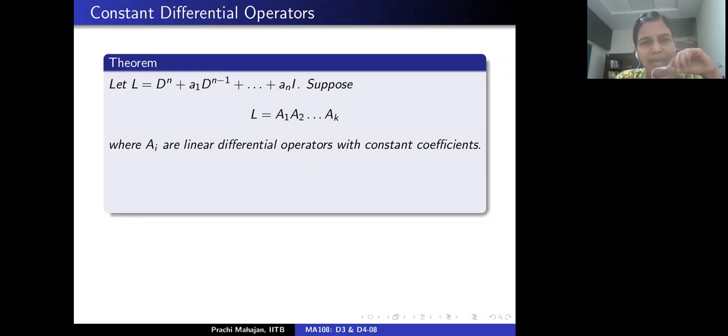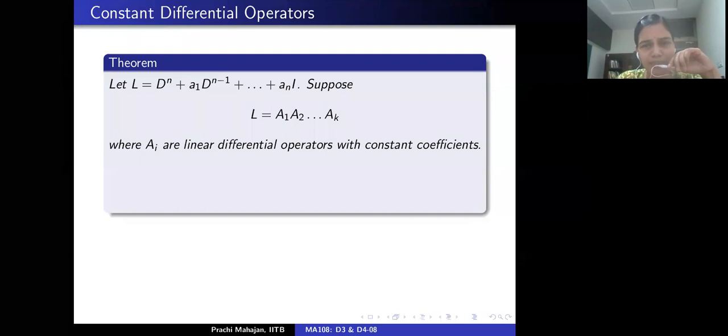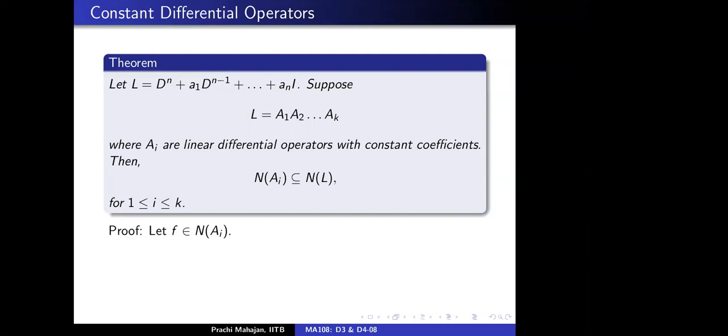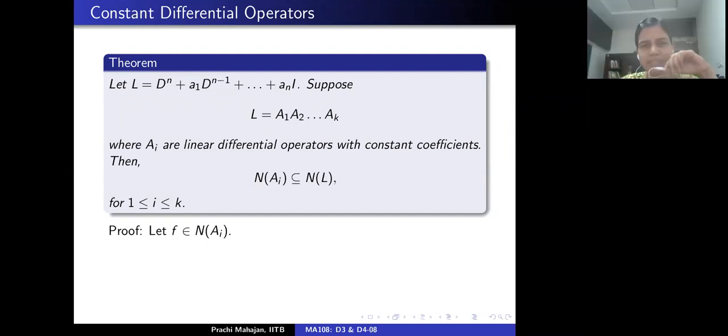Which means that I am looking at elements in the kernel of L, or the null space of L. Now, what this theorem is saying is that the null space of the operator A_i is actually contained in the null space of L. So anything that satisfies A_i y equal to 0 will also be a solution of the homogeneous differential equation Ly equal to 0. Again, please remember all of this goes through because we are working with constant coefficient linear differential operators.